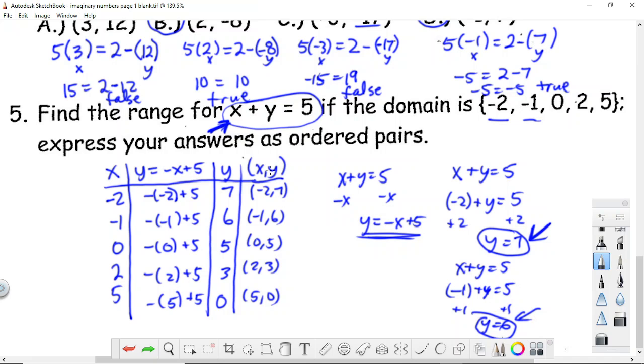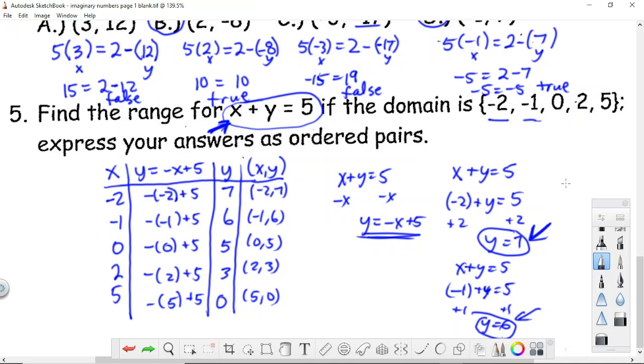And I wrote it down in this column, negative of each number plus 5. So if they want them as ordered pairs, of course, you make that column as well.